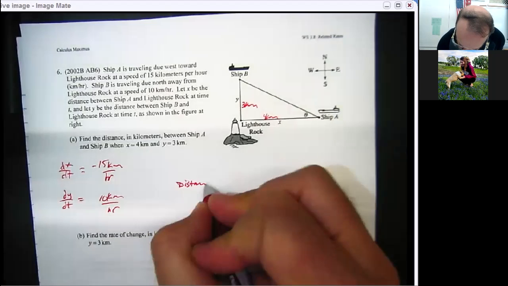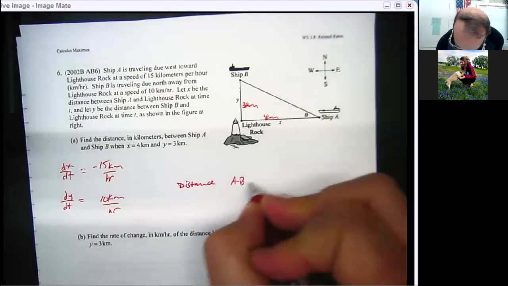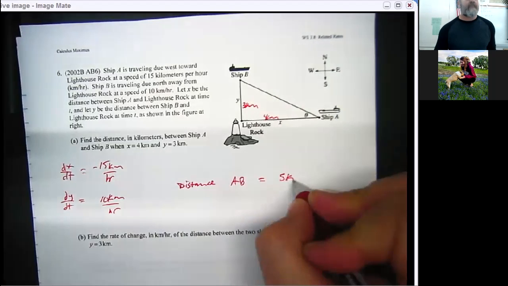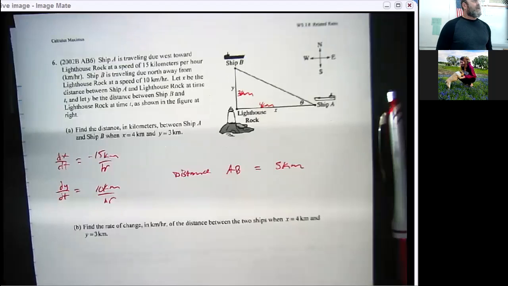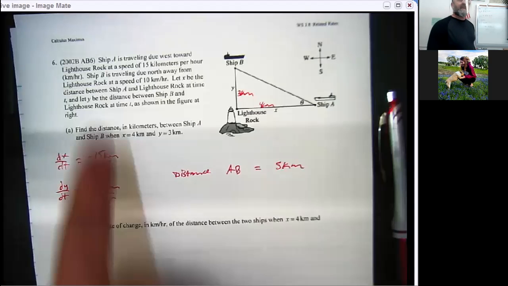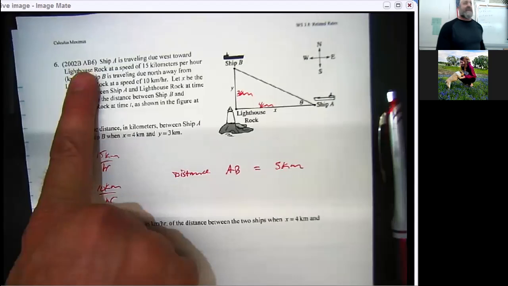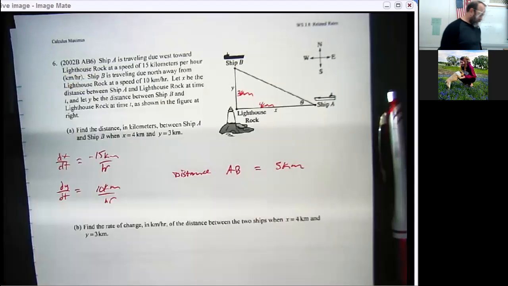Distance AB is 5 kilometers. How do we know that? 3, 4, 5, because we haven't been dead in our math classes for the last couple of years. We've seen that a few times, haven't we? That amazes me, that back in '02, that was a literal test question. 3, 4, 5. Okay, cool.